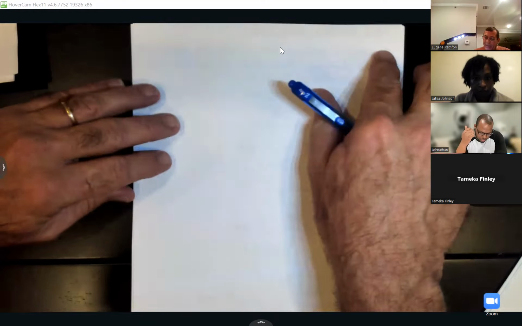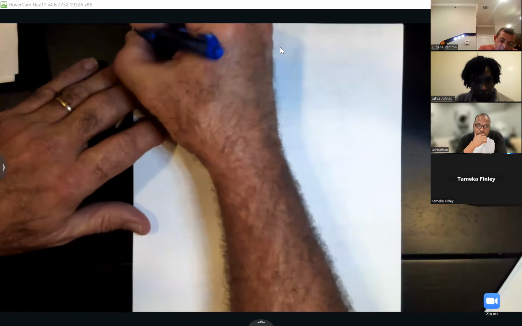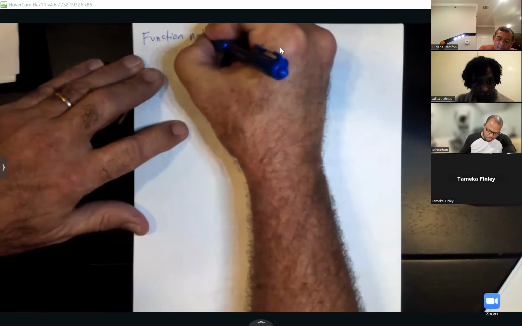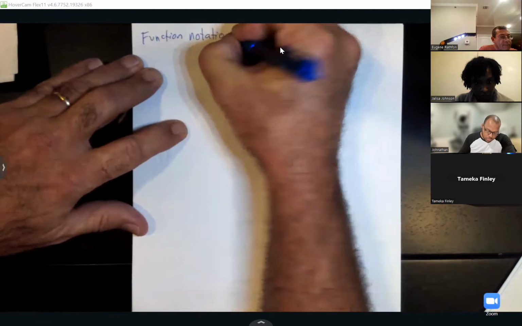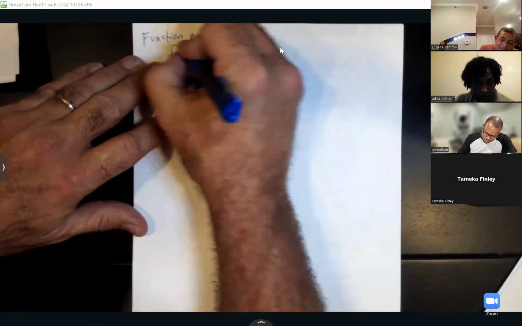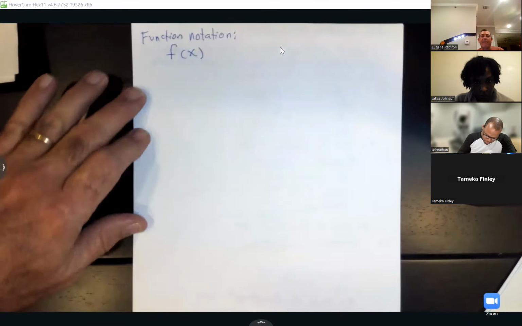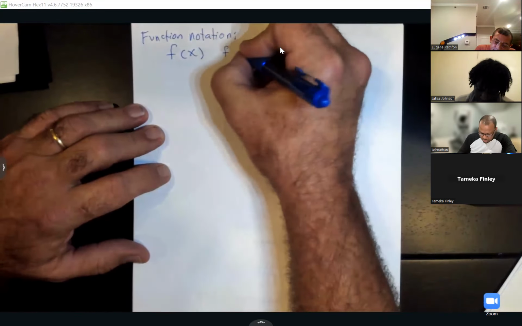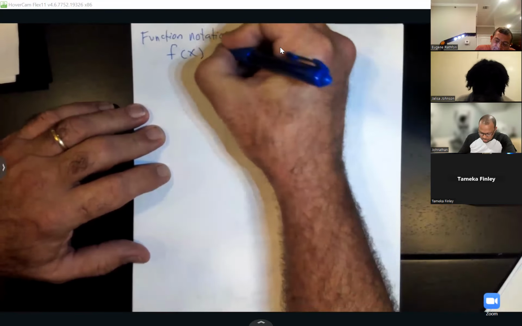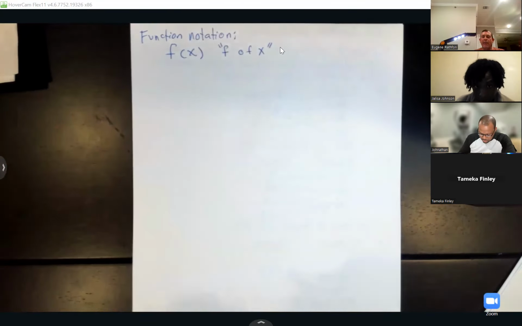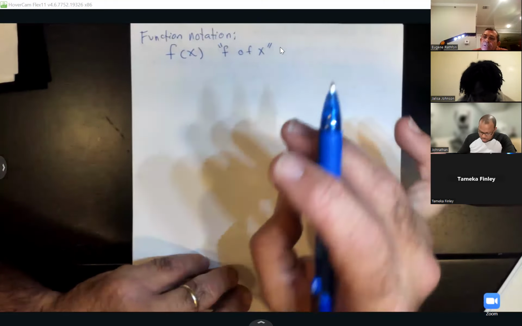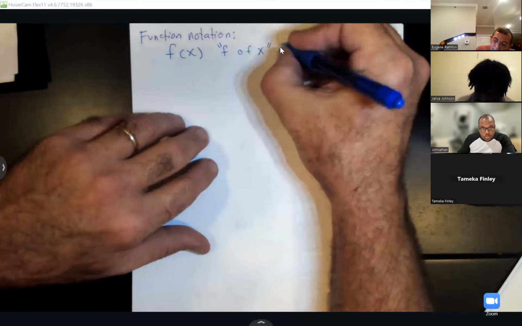All right, y'all, so the next thing we're looking at is a little more algebra here. This is called function notation. So we're talking about the f of x stuff. We call this f of x. All this is symbolism. f of x is symbolism to let us know we have a function.